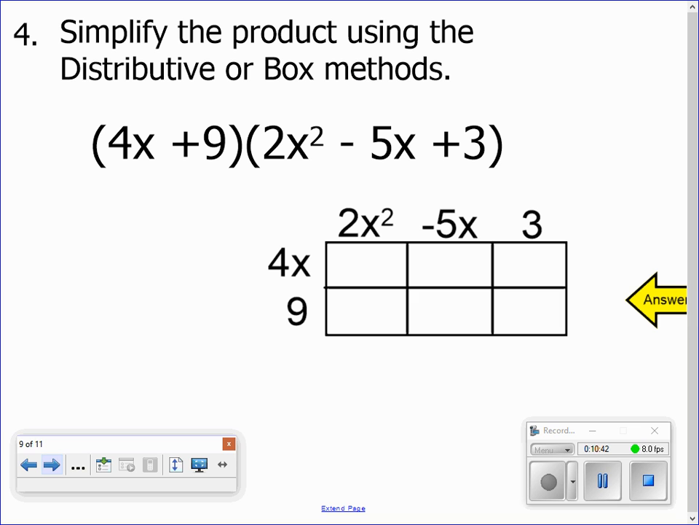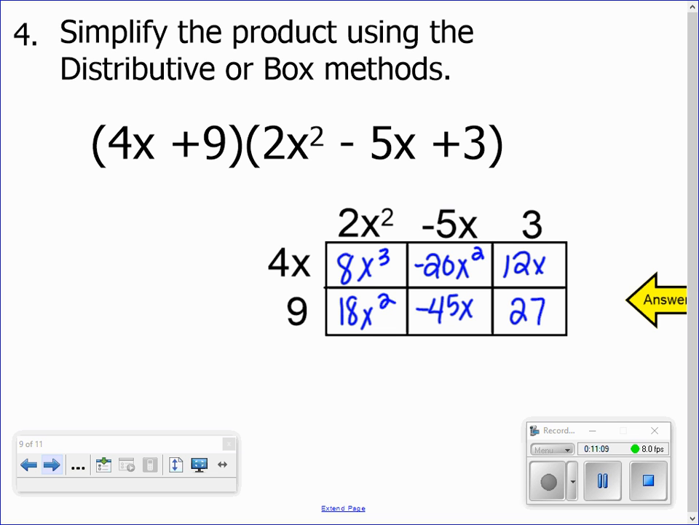So 4x times 2x squared, this would be 8x to the third power. 4 times 2 is 8. X times x squared, add the exponents, x cubed. 4 times negative 5 is negative 20. X times x is x squared. And this would be 12x. 18x squared, negative 45x, and positive 27. Now, combine your diagonals.